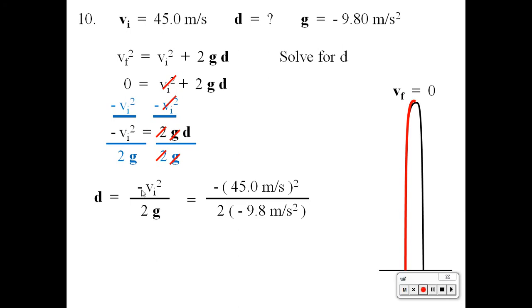Plug your stuff in, that value's in, negative sign, and then v sub I, don't forget the square, over 2g. Negative signs cancel themselves out, and my calculator gave me an answer of 103.